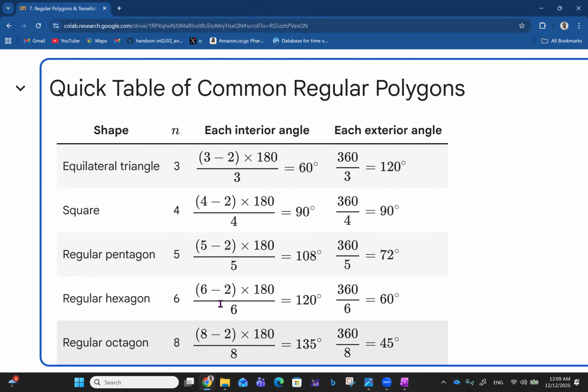Each interior angle is (6 minus 2) times 180 divided by 6. That's 4 times 180, which is 720, divided by 6, which is 120 degrees. Each exterior angle is 360 over 6, which is 60 degrees.